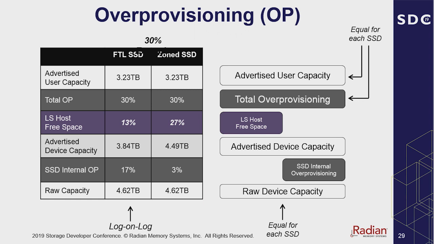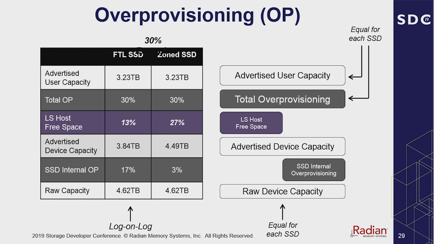The other 30% is split between the SSD's internal over-provisioning, and the remaining over-provisioning is available to the block translation layer to be used as free space for garbage collection. The FTL-based SSD's internal over-provisioning is 17%, and the Radian Zoned SSD's internal over-provisioning is 3%. This translates into 3.84 terabytes of advertised device capacity for the FTL-based SSD that is made available to the block translation layer, and a 4.49 terabyte advertised device capacity from the Radian Zoned SSD.